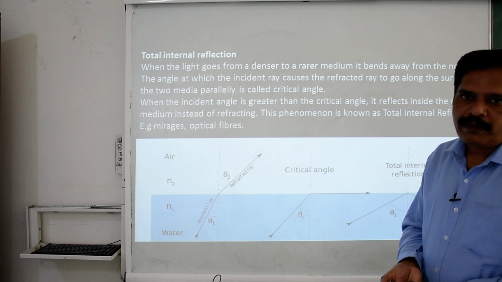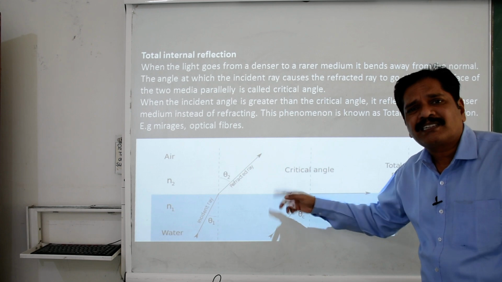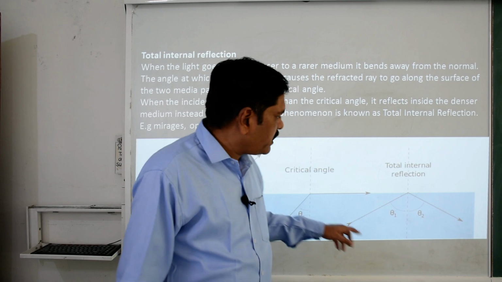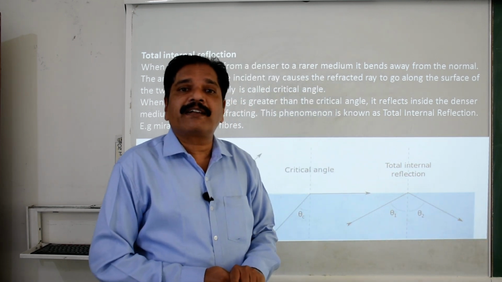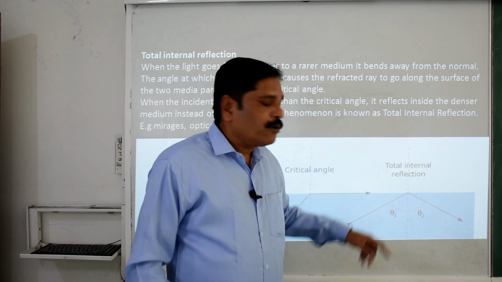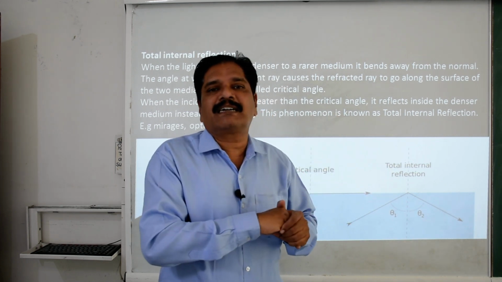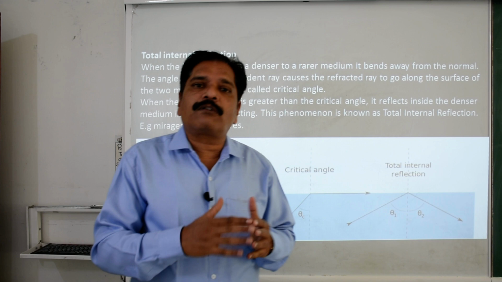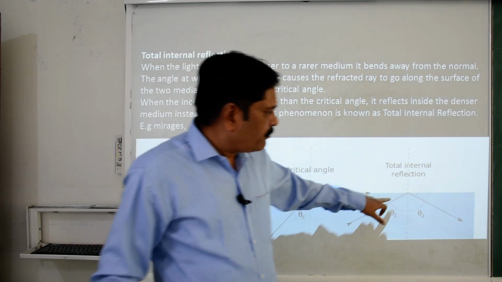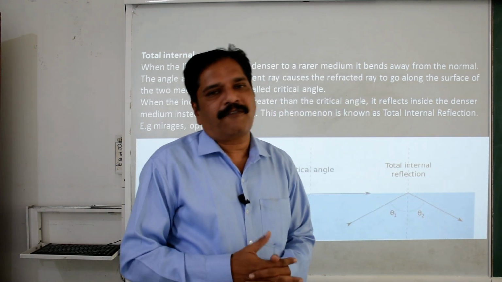Clear? Now what happens next? If you increase the value of this incident angle more than the critical angle, then instead of following the law of refraction of light, it will follow the law of reflection of light, even though these two media are transparent. So when the angle of incidence increases beyond the critical angle, instead of showing refraction, it will show reflection. So here this is total internal reflection.